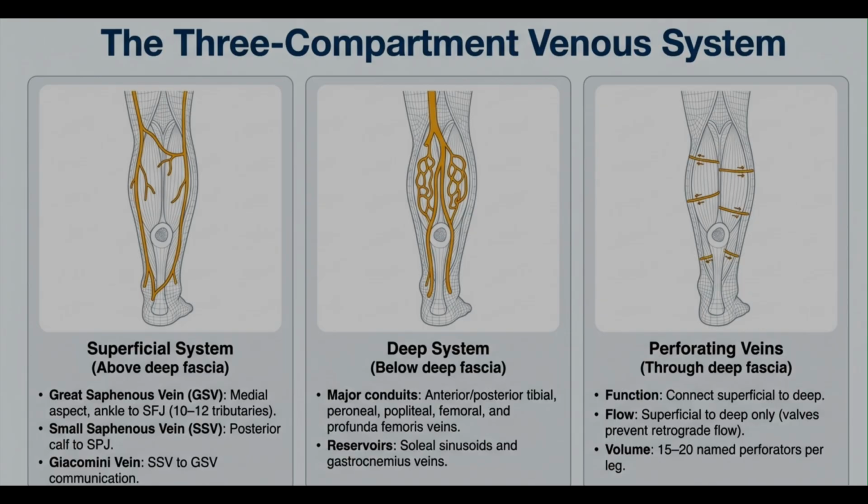Perforator veins connect the superficial and the deep venous system. Blood flow is only from superficial to deep. The valves prevent the retrograde flow. There are 50 to 120 named perforators, and around 200 unnamed perforators exist.